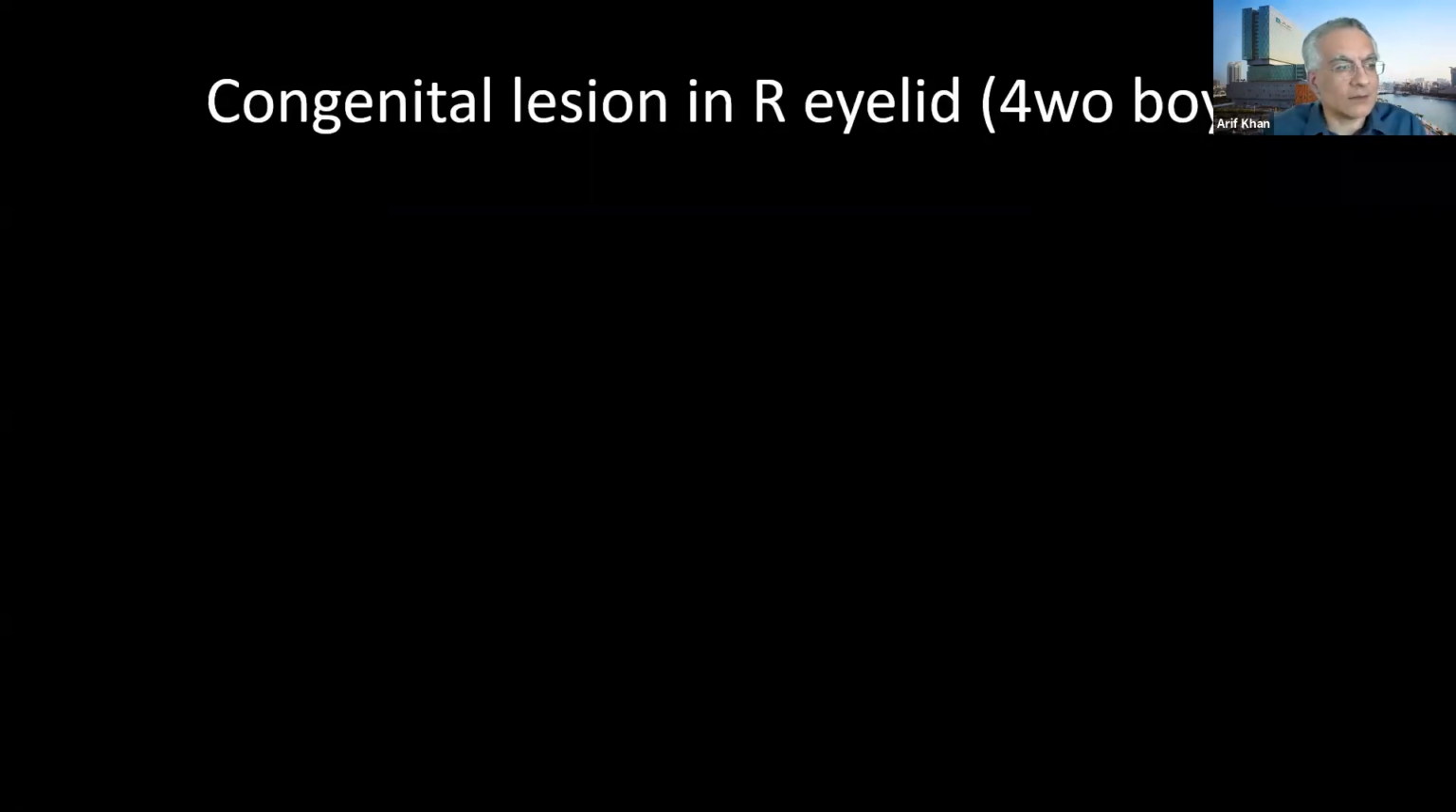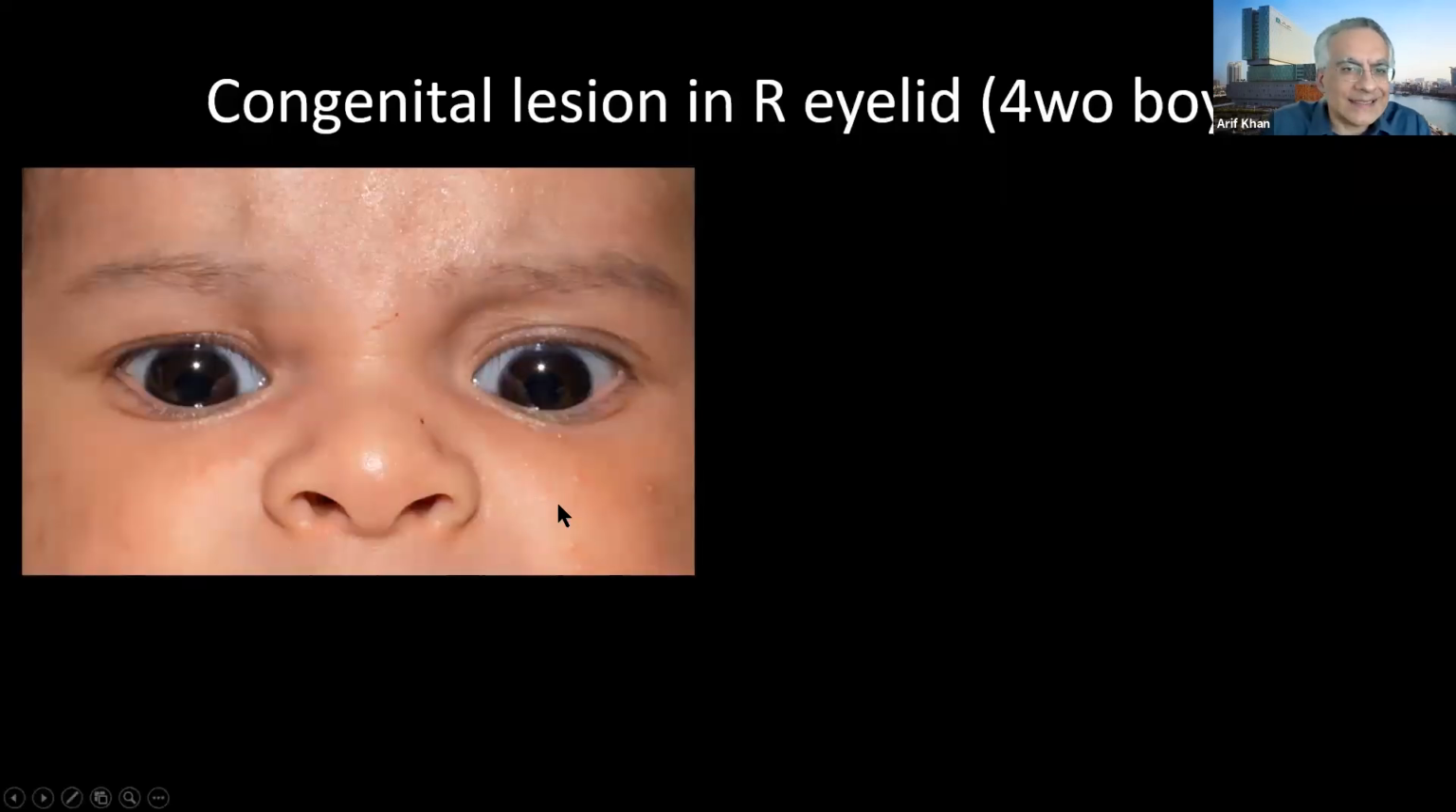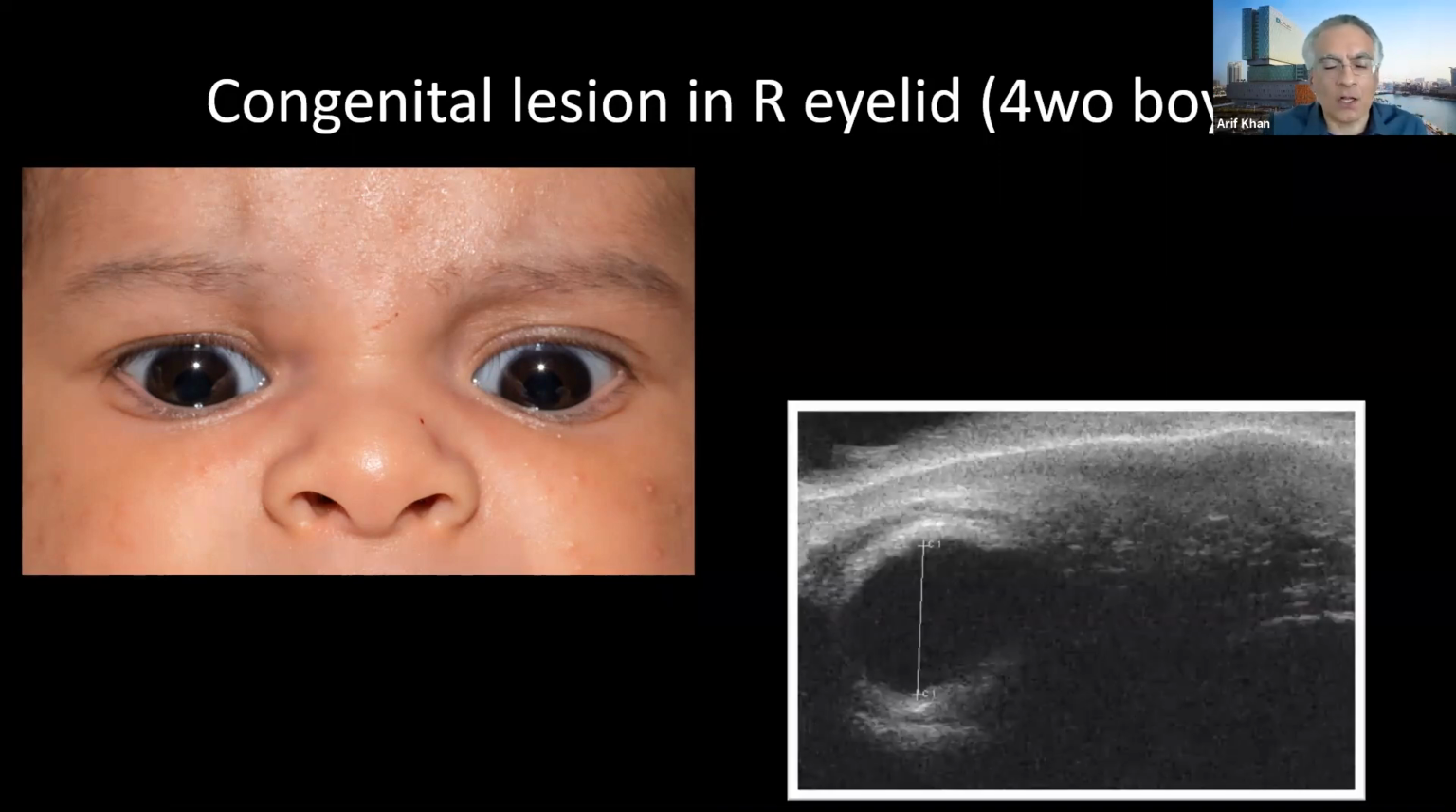Again, another call. Baby has a lesion in the eye. This one was in the eyelid. So we had them bring the child in because they were very scared. And you can see this lesion here. And this is the typical site of a dermoid cyst. And indeed, when we palpate this, it's firm and rubbery. It's a dermoid cyst. We confirmed it with the ultrasound. That's certainly what it is.